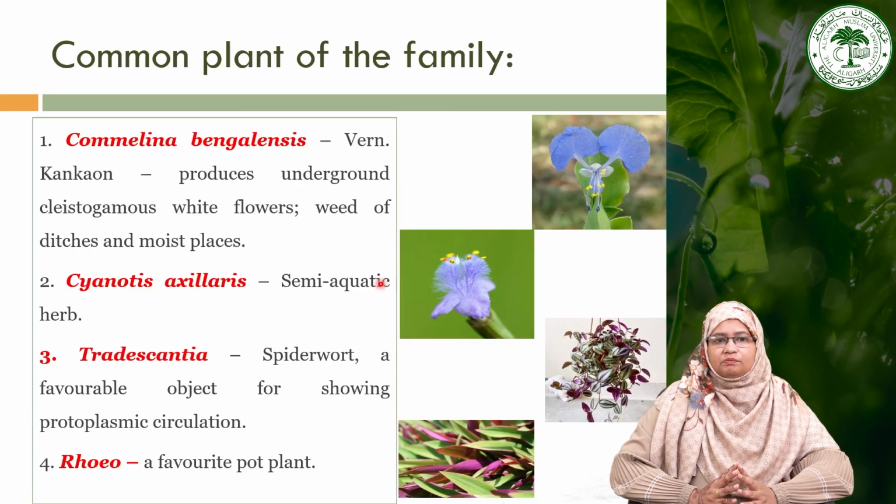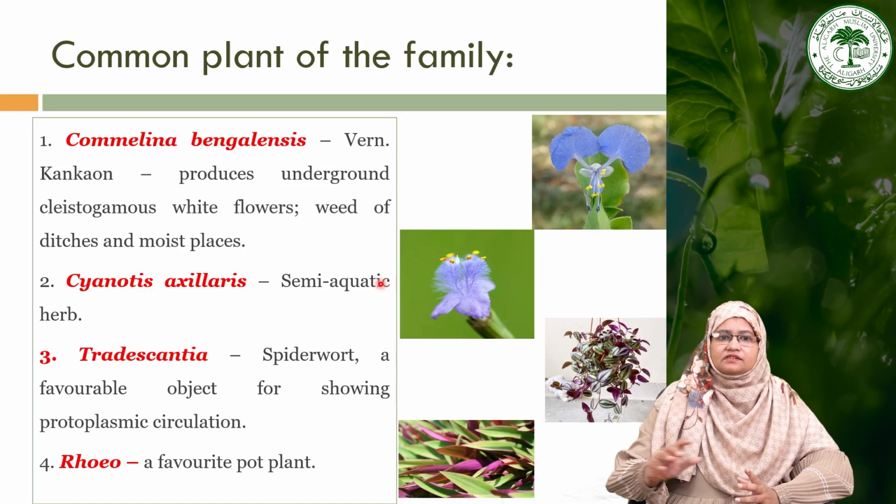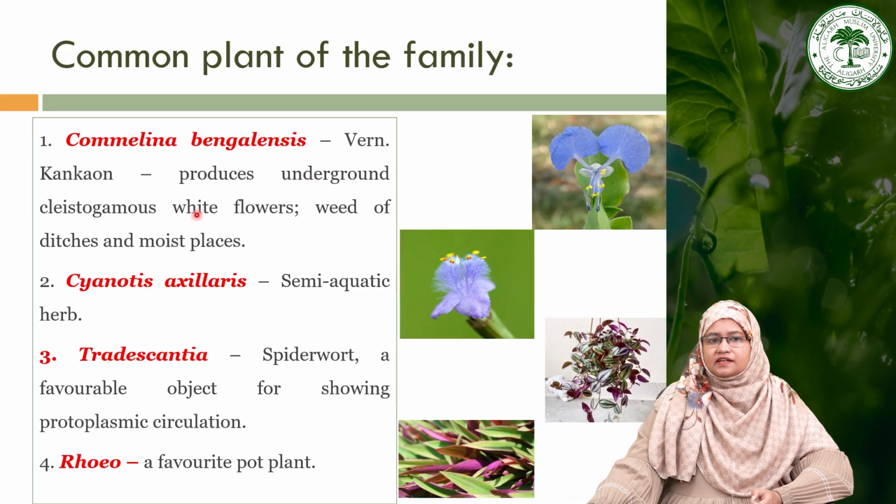These are some common plants of the family Commelinaceae. The first one is Commelina bengalensis, which is commonly called dayflower. As you can see here, Commelina bengalensis produces underground cleistogamous flowers. This slide shows the common plants of the family Commelinaceae, starting from Commelina bengalensis.